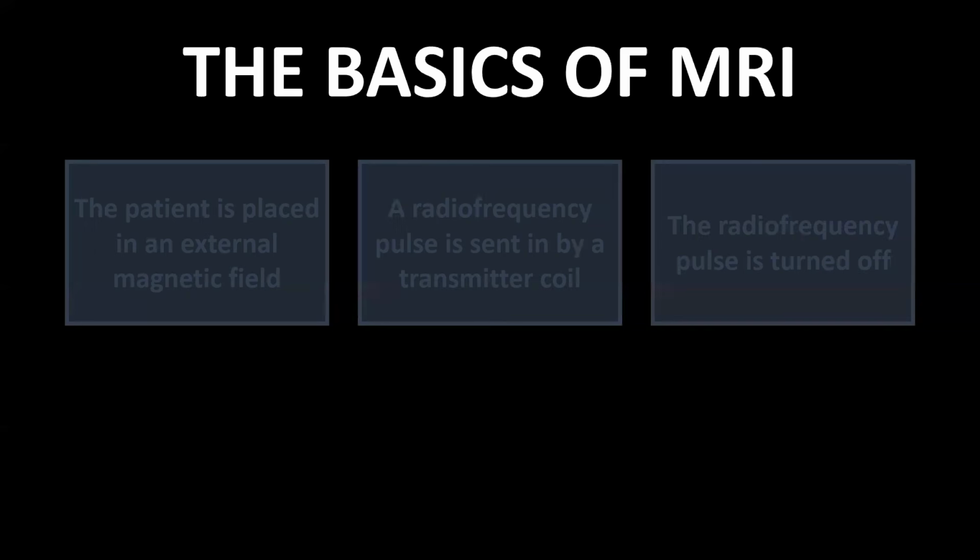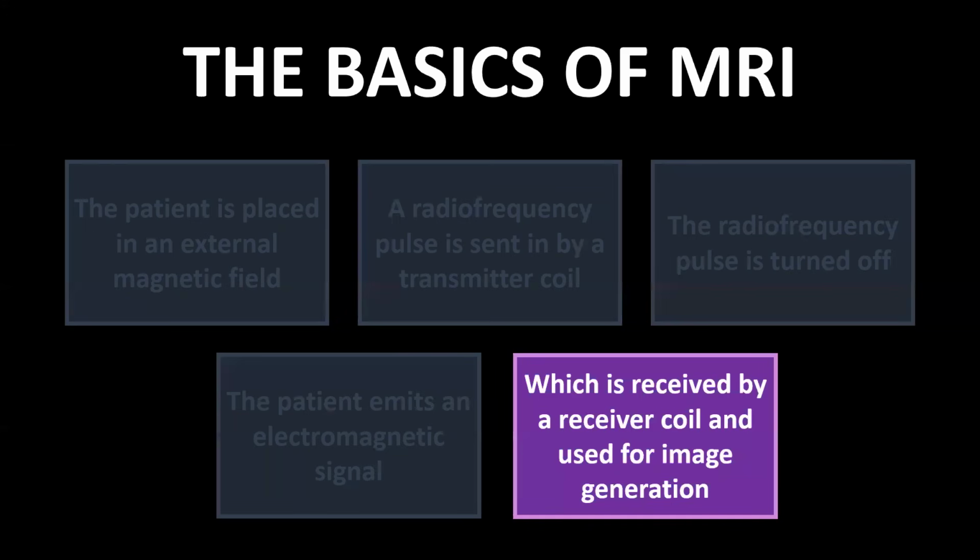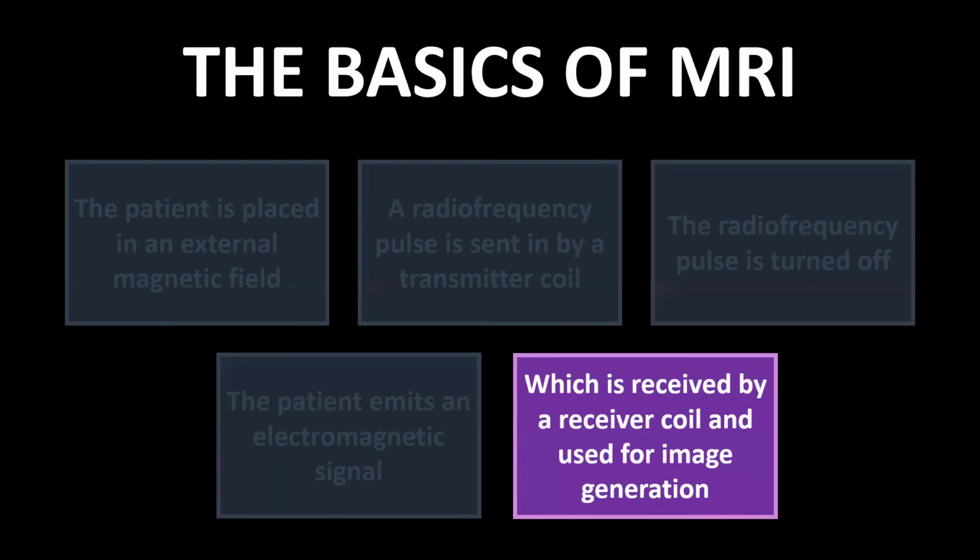Okay, this brings us to the last step, the detection of the signal by a receiver coil and using it for the generation of an image. I am not going to talk about that. Why exactly? Because, well, for image generation, I already touched upon that. We need to be able to detect what part of the body the signal is coming from, spatial location.